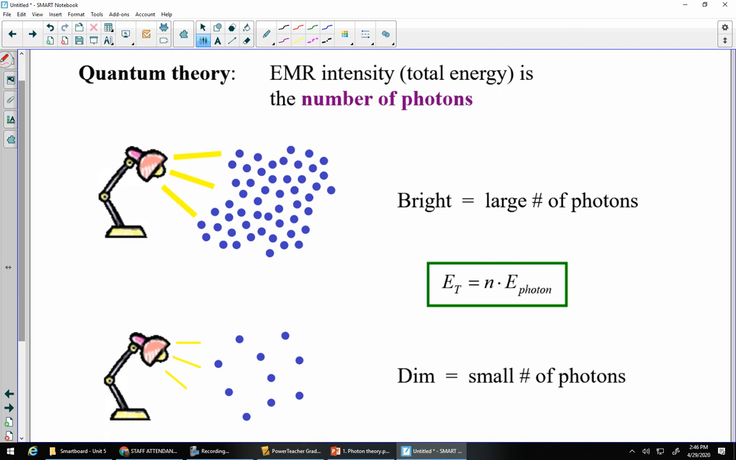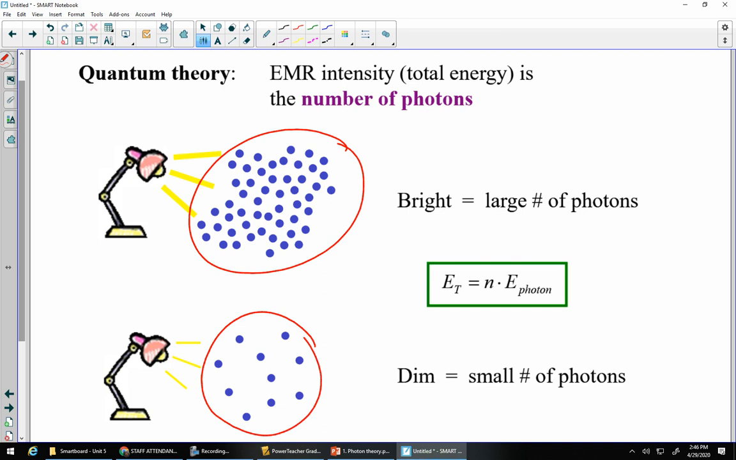So what this now comes down to is how many of those photons do we have? So if I have really bright light, I have a large number of photons, potentially each with the same amount of energy. If I have dim light, it's now a smaller number of photons, again, with potentially the same amount of energy each if they're the same frequency and wavelength. Cool, so brightness is now about the number of photons that we have rather than the amplitude of those photons.